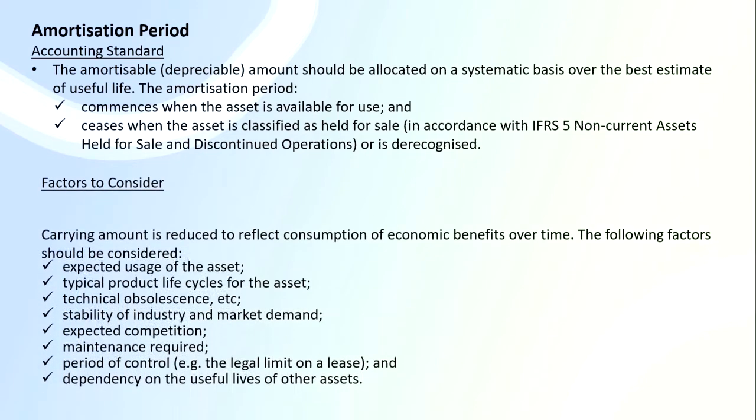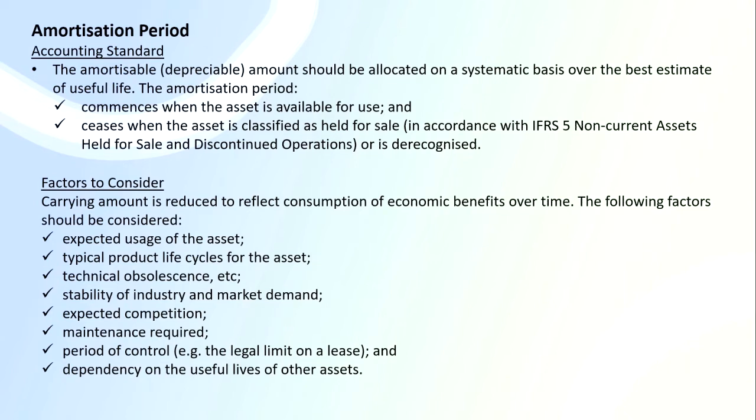Factors to be considered for the carrying amount of the non-current asset: expected usage of the asset, typical product life cycle for the asset, technical obsolescence, stability of the industry, expected competition, maintenance requirement, the period of control, and dependency of the useful life on other assets. These are the factors that affect the carrying amount of the intangible non-current asset.